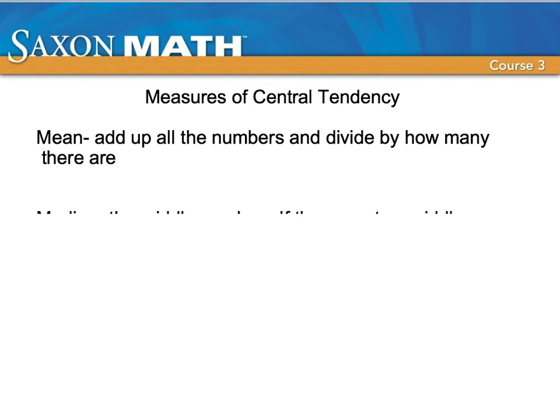The mean, and this is how you find the mean, is where you add up all the numbers and divide by how many there are. So I'm going to take all my numbers in a set of data they give me, add them up, and then divide by how many there are. Another word you need to know for mean is the average. If they tell you to find the average of a set of numbers, that means to find the mean. It means to add them all up and divide by how many there are.